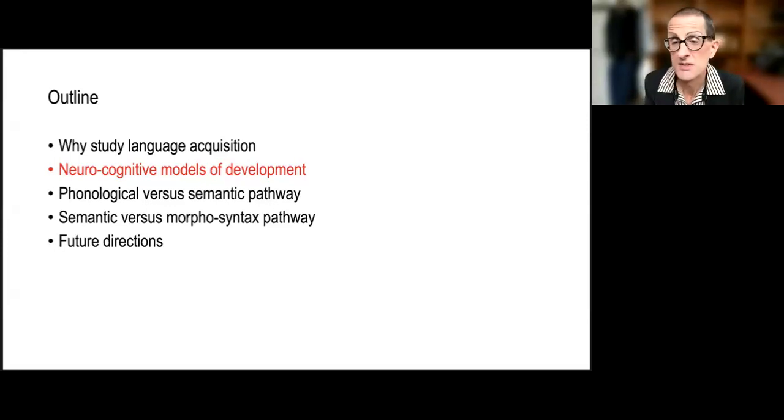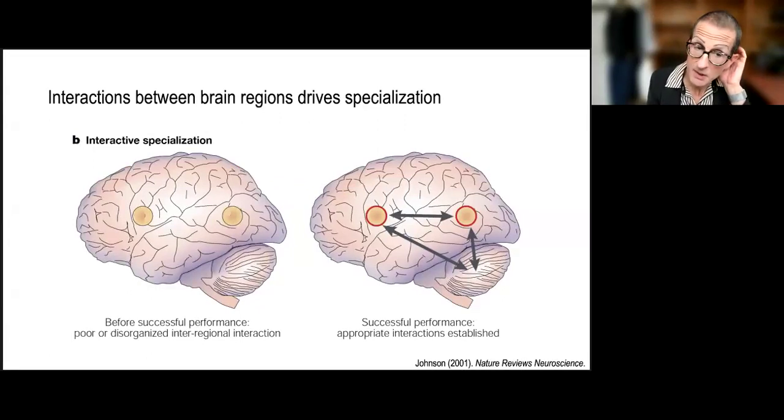Next, I'm going to introduce to you some neuro-cognitive models of development that are used to frame our neuroimaging work. The most common model that we use to motivate our work is this interactive specialization model of brain development. This model essentially argues that the onset of a new behavioral ability is due to changes in the interaction between brain regions. And you can see that represented here, from little connection to more connections.